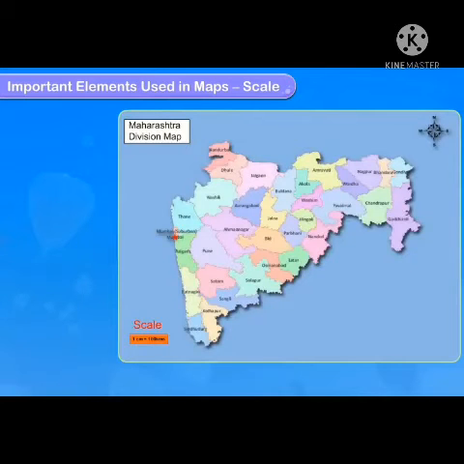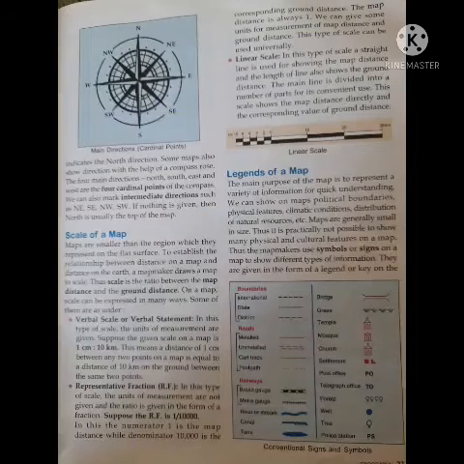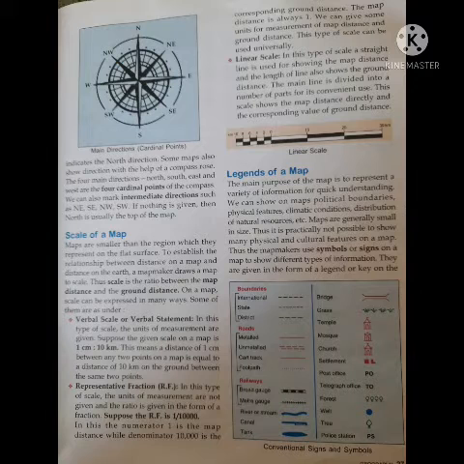3. Scale. A map is always drawn to a scale with regard to actual ground distances. For example, the scale given in this map, 1 centimeter is equal to 100 kilometers on the actual ground. 4. Legend. It is used to show different types of information.